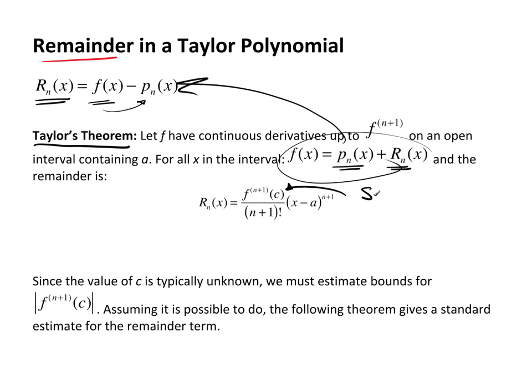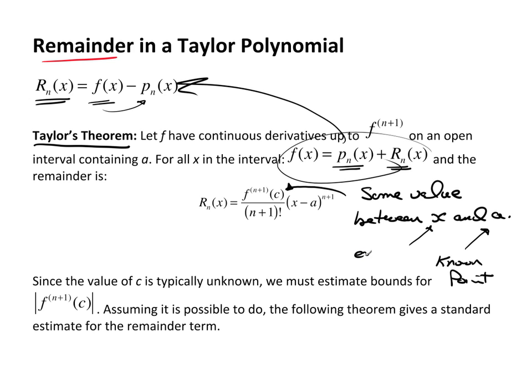So c is some value between x and a, where a is a known point and x is what we're trying to estimate. Like that example I did with square root of 10, a was 9. I knew square root of 9, so x is 10. So c is some value on that interval.